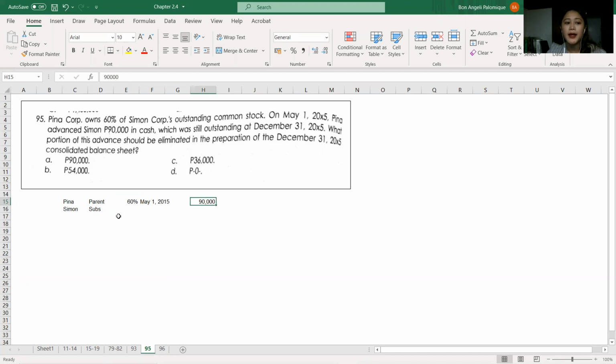Okay, so ang tanong niya, magkano yung papasok sa elimination entries dahil nag-advance siya? So, answer natin is letter A, 90,000. Itong buong amount na to, ito yung in-advance niya in whole. So, ito yung buong amount din na i-eliminate kasi transaction nila within each other. Kahit 60% owned mo lang yan, ito pa rin yung buo mong binigay. So, dito, yun yung buo mo rin kailangan tanggalin.